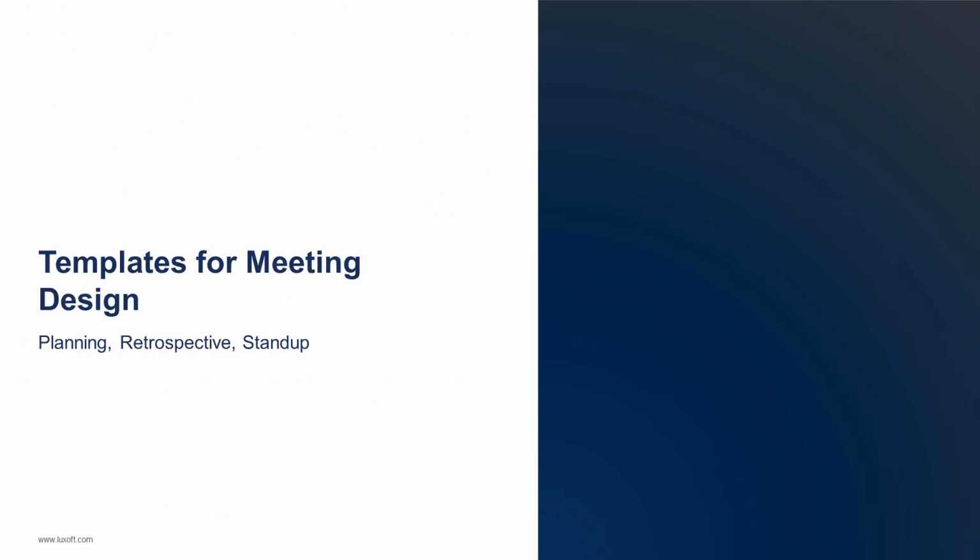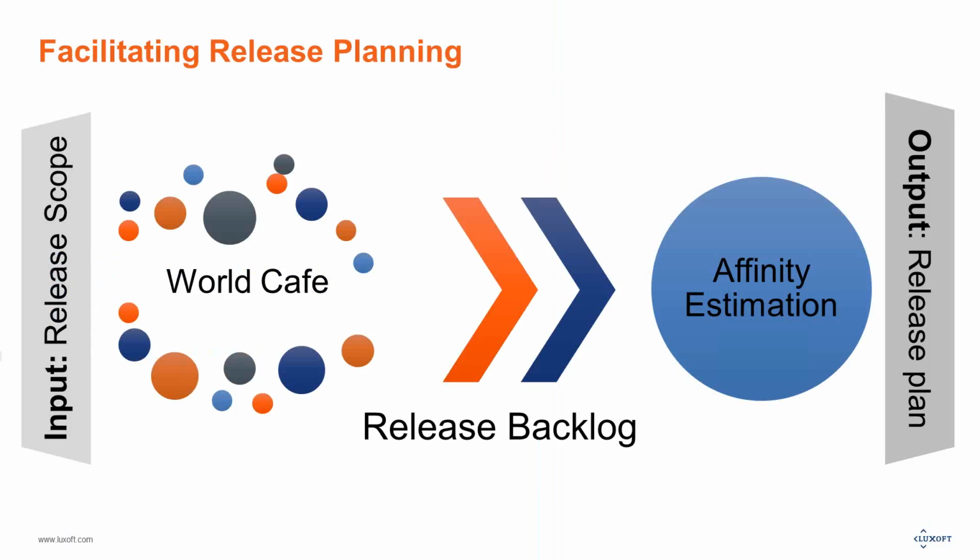So again, we're going back to the templates for meeting design. Release planning can have release scope as an input. Then we can do the World Cafe technique over it and get a release backlog. A release backlog differs from release scope in that the backlog is prioritized. So you do some prioritization over here.